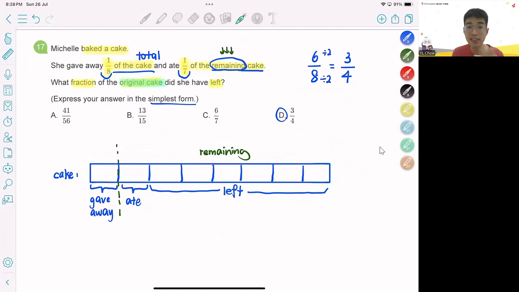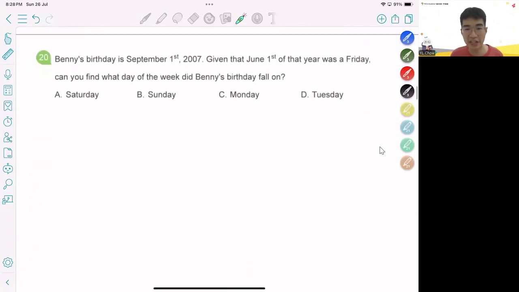So everything in the question could hide traps. So be very careful when you are reading the question. Now that's it for question 17. Let's move on to our next question, which is a calendar problem.